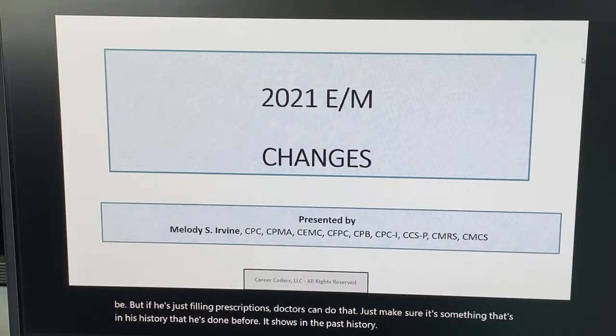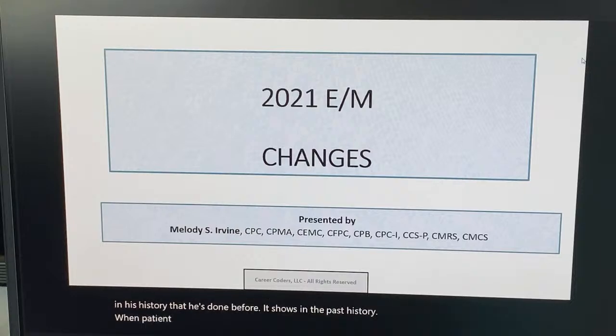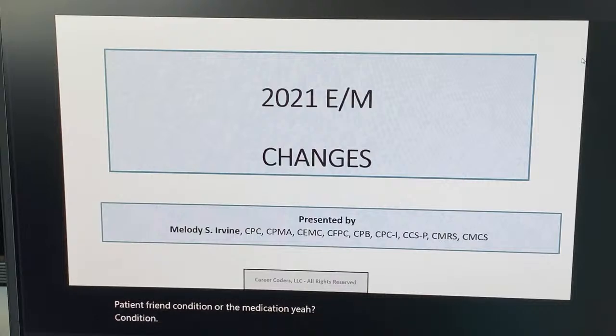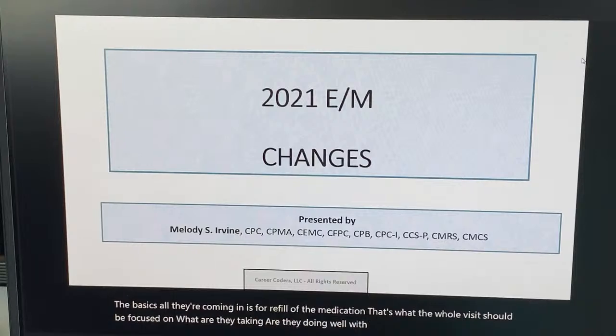What about when the patient is coming in only for the refill of medication? What will be the diagnosis, what is the patient's current condition, and for what kind of condition is the medication used? Basically, all they're coming in for is a refill of the medication. That's what the whole visit should be focused on. What are they taking? Are they doing well with it? Are they having any side effects?